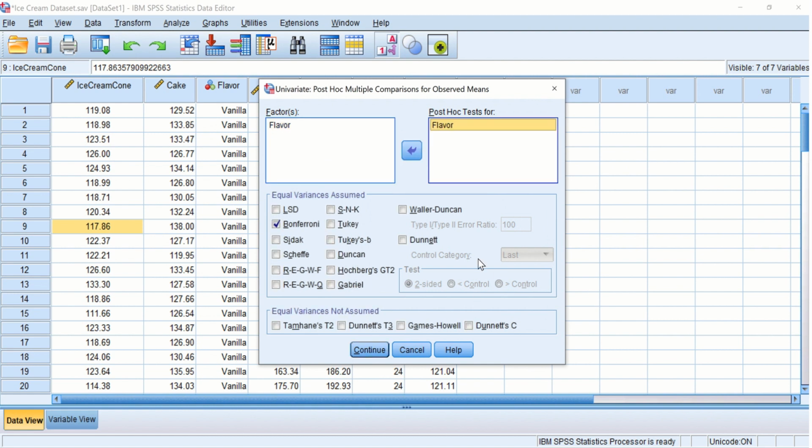Now you'll see there's different types of post hoc tests you can run. The most common one that I've seen, at least in the field of psychology, is a Tukey test. However, I'm going to run a Bonferroni test because it has a more stringent threshold to meet to identify significant differences between groups.